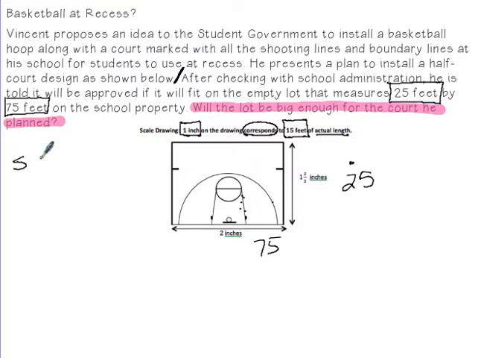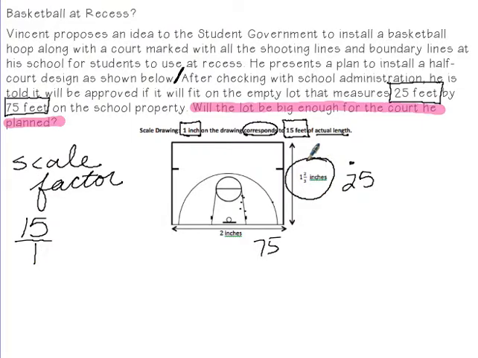So my scale factor is 15 to 1. Now I'm trying to figure out, is my court going to fit inside of here? Basically, is what he drew going to fit within the 25 feet, and are the 2 inches going to fit within the 75 feet?